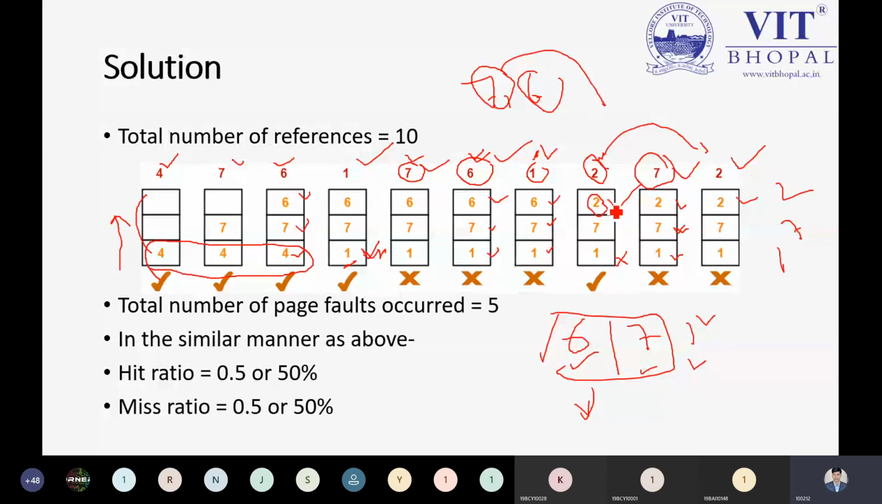That's why here we have the sequence 2 7 1, and we can read it from bottom to up. So 1 2 7, and then 7 is already placed here, and 2 is already here. So that's why we have the total number of misses and the total number of hits, that is 5. Now it is clear to all.